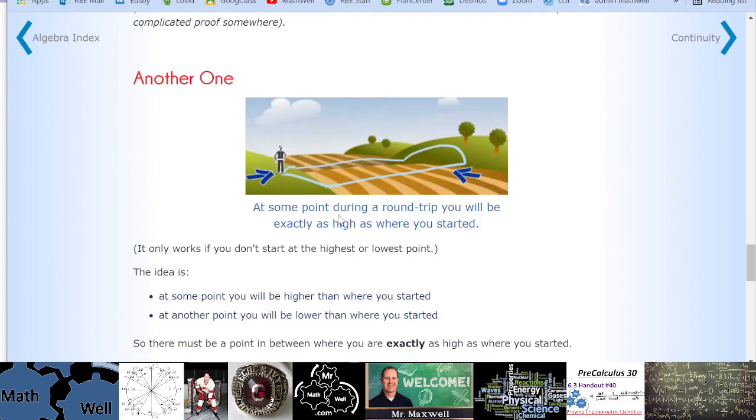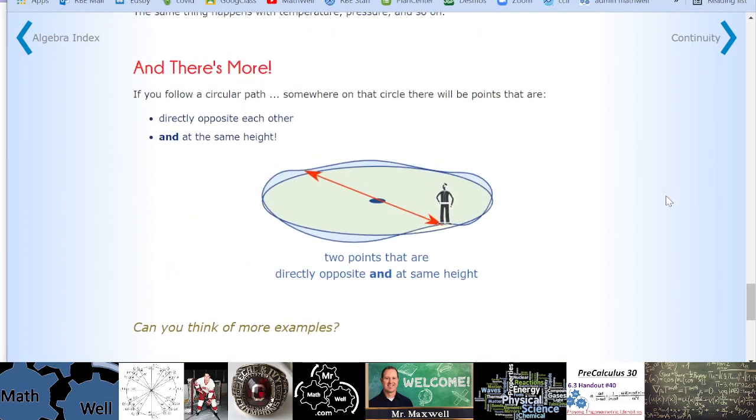Another one. If you take a round trip somewhere, so you walk from here to home and back, and obviously home and everywhere in between is not all at the same elevation, let's say. Because your trip is continuous, there will be some point between the point you started and the point where you were the furthest away where at some point you will be higher than when you started. At another point you'll be lower than when you started. Okay? Unless you actually started at the lowest point or the highest point. But there will always be some fluctuation. It will always be continuous. Okay? That's another one.